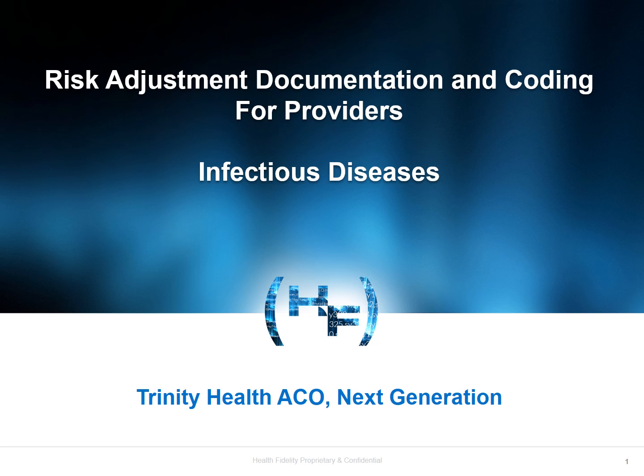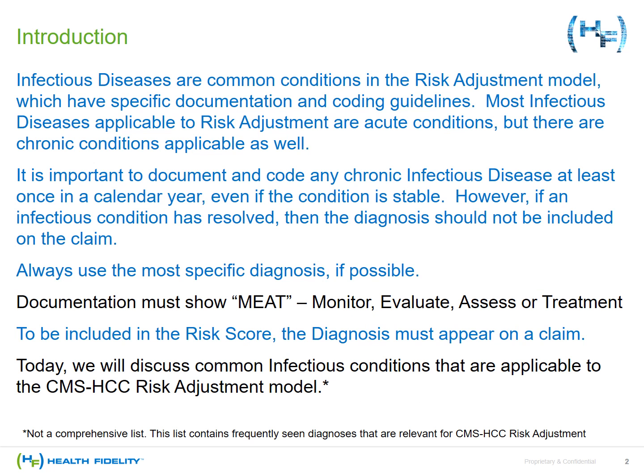Today's topic, infectious diseases. Infectious diseases are common conditions in the risk adjustment model, which have specific documentation and coding guidelines. Most infectious diseases applicable to risk adjustment are acute conditions, but there are chronic conditions which are applicable as well. It is important to document and code any chronic infectious disease at least once in a calendar year, even if the condition is stable. However, if an infectious condition has resolved, then the diagnosis should not be included on the claim.